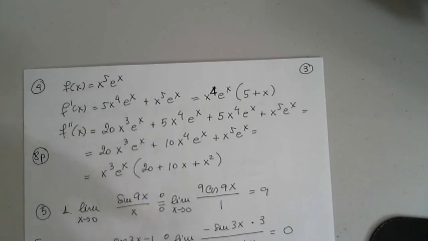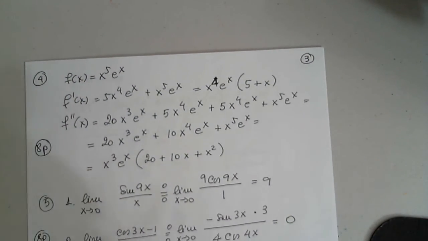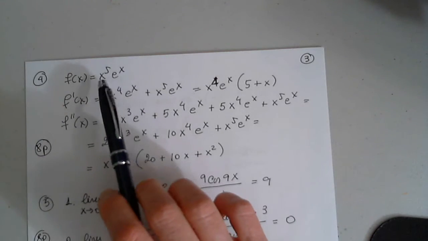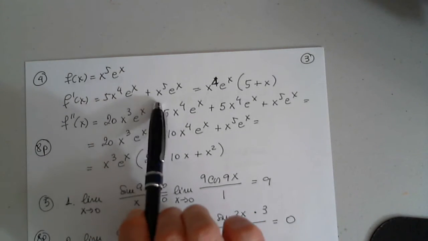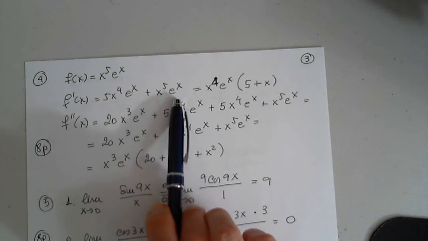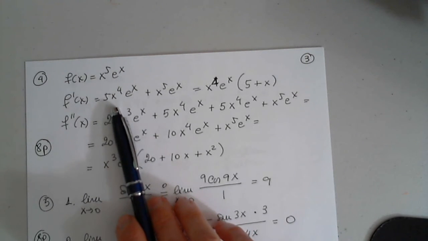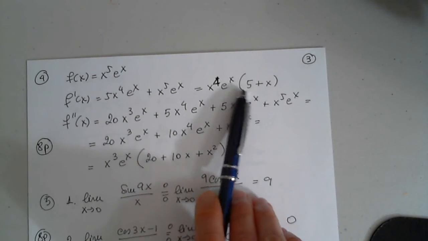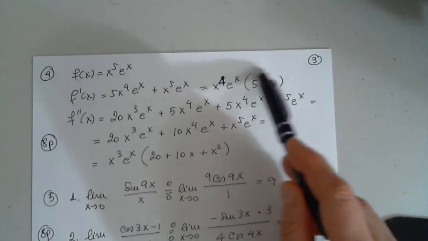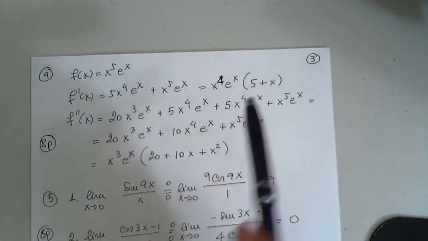Here we're asked to find the second derivative of this function. I have to apply the product rule a couple of times. So 5x to the 4th e to the x plus x to the 5th e to the x. I factor out x to the 4th e to the x, and I get 5 plus x. Really no need, because I'm not going to do anything with this.